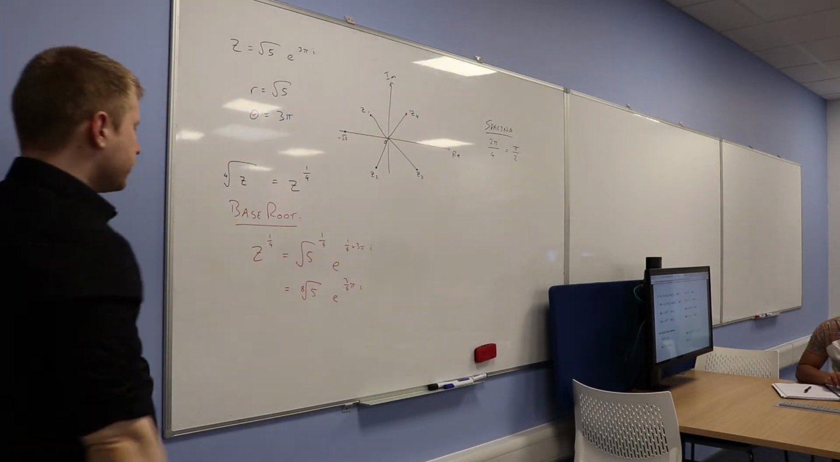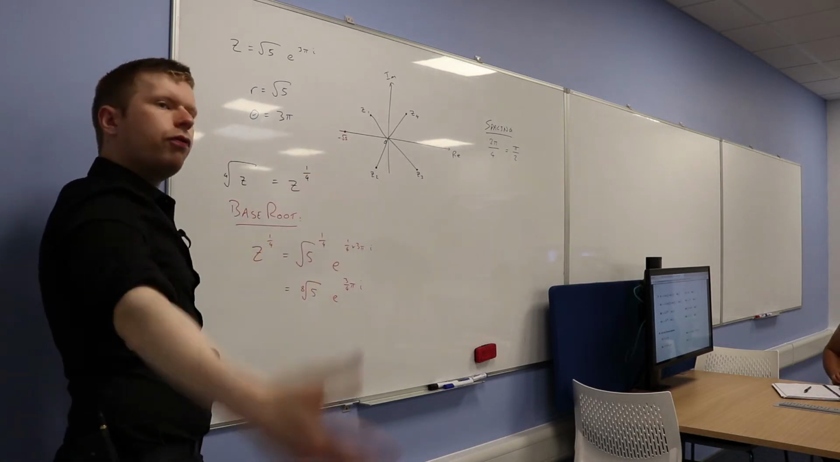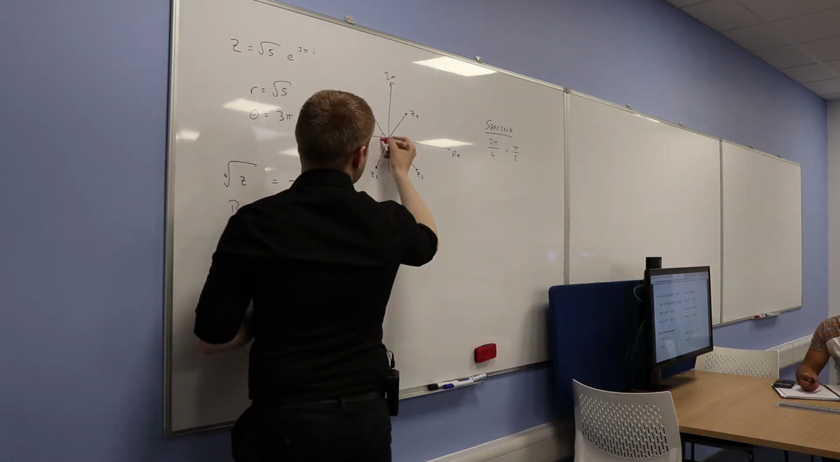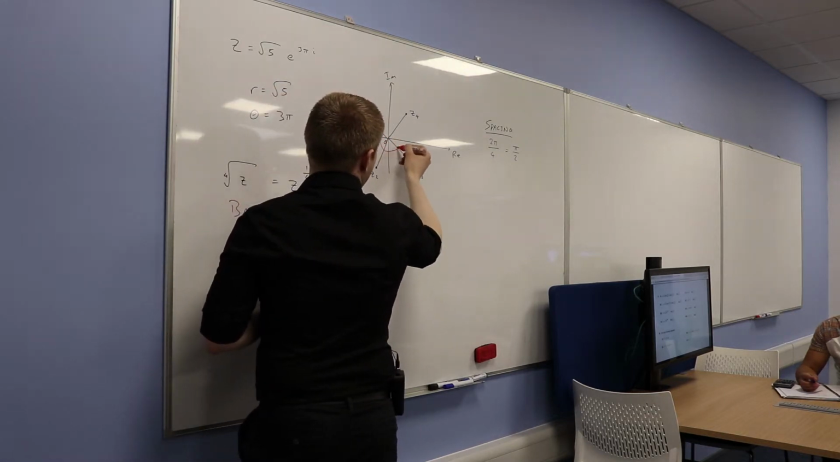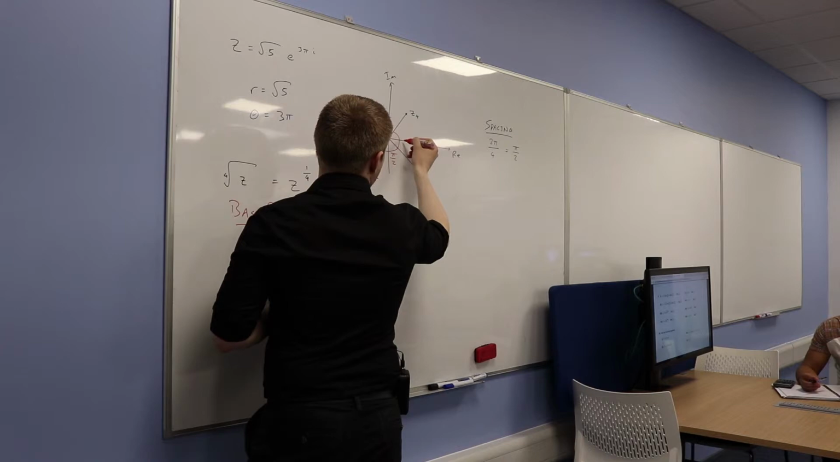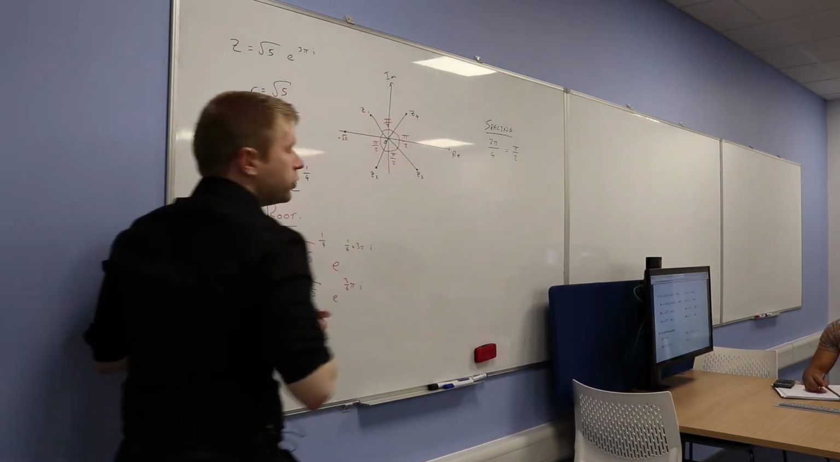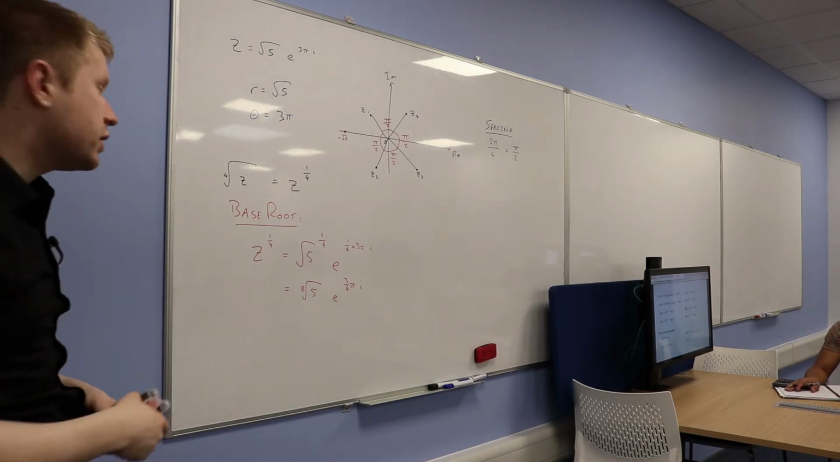Effectively, once I've got my base root, the other roots will just be another pi by 2 radians further on. So the distance between that and that is pi by 2. Distance between that and that is pi by 2. Distance between that and that is pi by 2, and the distance between that and that is also pi by 2. Okay, so I just add pi by 2 every single time.